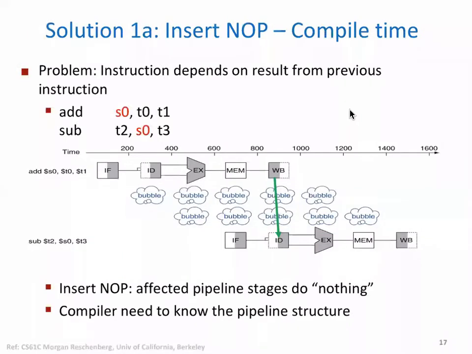Okay. So the first solution is that at compile time you insert NOP, no op, right? This is what we have discussed earlier. So the instruction sequence is simple: add S0 T0 T1, which adds T0 and T1 and moves it to S0, okay, and then subtract T2 S0 T3, okay.